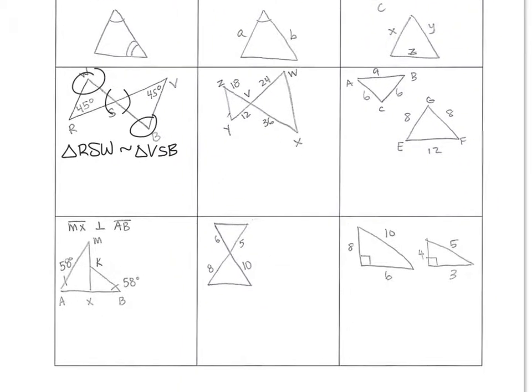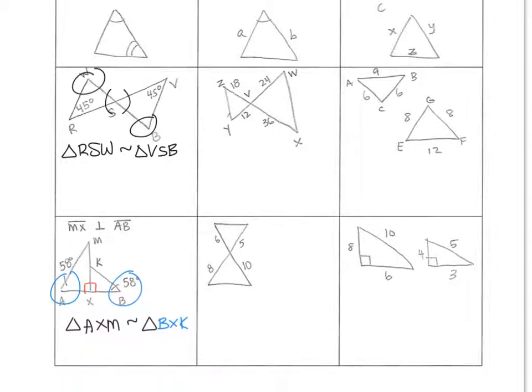Here's another example. MX is perpendicular to AB. So we know perpendiculars make right angles. So we have two angles. This one has a 58, this one has a 90. This one has a 58, this one has a 90. So to write my triangle similarity statement, I take one of the triangles, AXM, similar to triangle A matches up with B. X is a 90-degree angle in both of them. And then instead of writing M, I write K. So those two triangles are similar because they have two angles that are congruent.